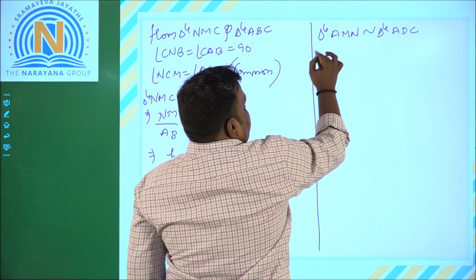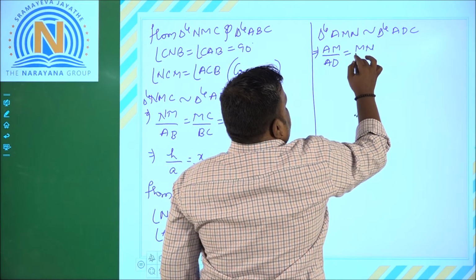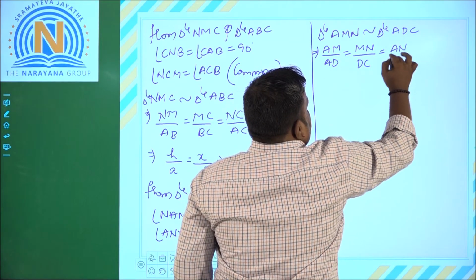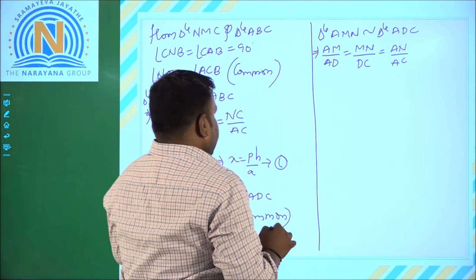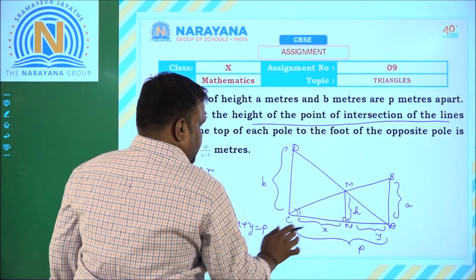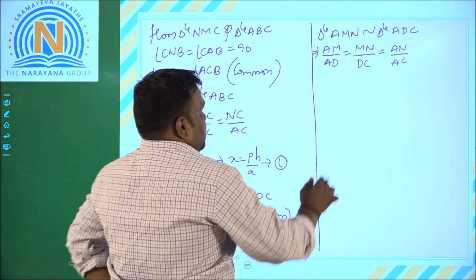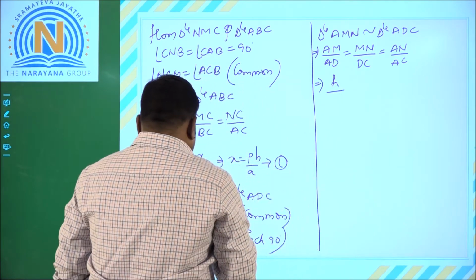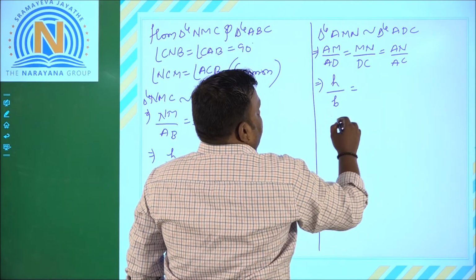Let us take the ratios of their sides. AM by AD is equal to MN by DC is equal to AN by AC. So these are the things we have in this. When we consider the ratios here, we will leave out the AM part, that hypotenuse is not required. So let us take the rest two parts. From here, MN is nothing but H by DC, that is nothing but the B part, is equal to AN.